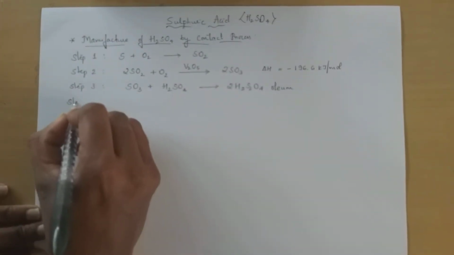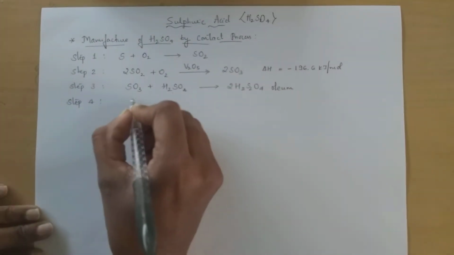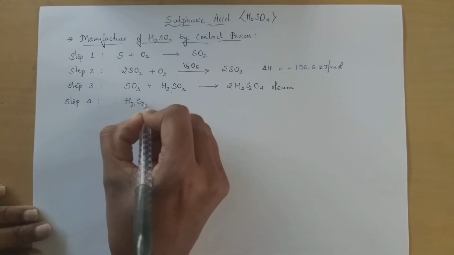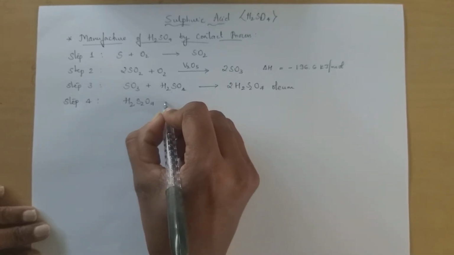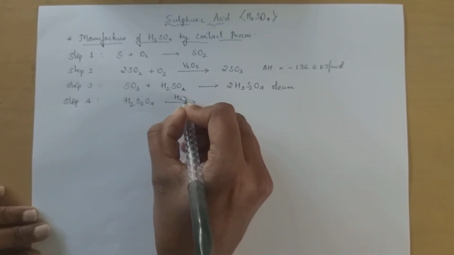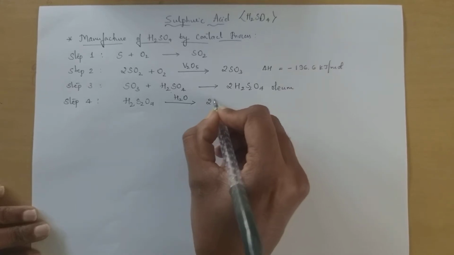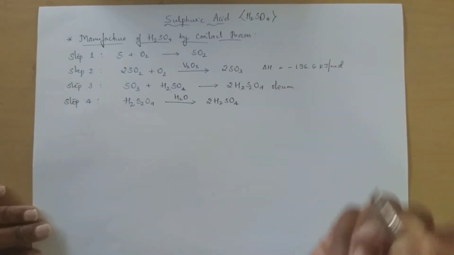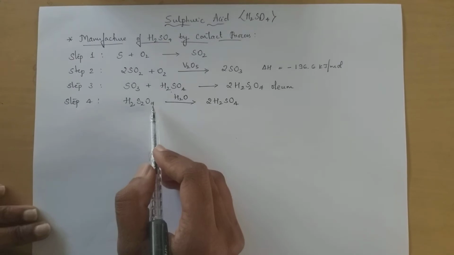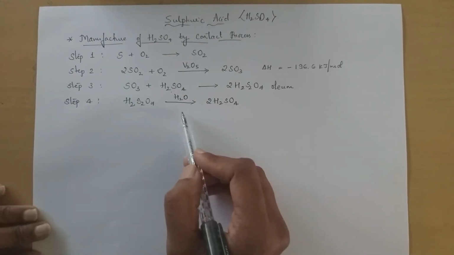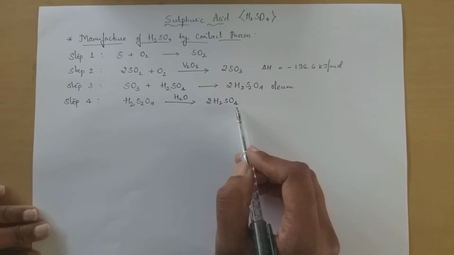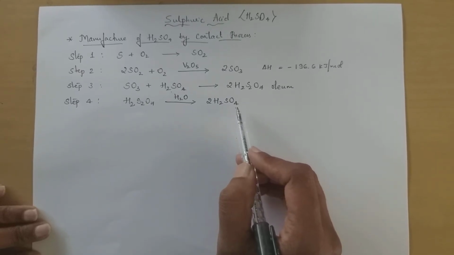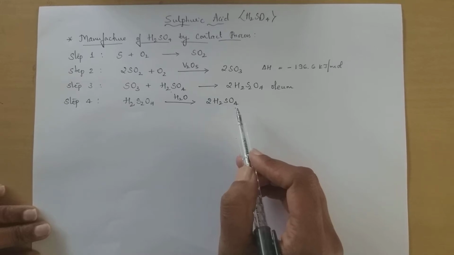Then in the last step, that is step 4, this oleum H2S2O7 gets diluted. I mean to say, on addition of water it will give rise to sulfuric acid. The oleum that is formed, we dilute it, just by adding water we are going to get H2SO4. So by this we prepare H2SO4 from sulfur by the contact process.